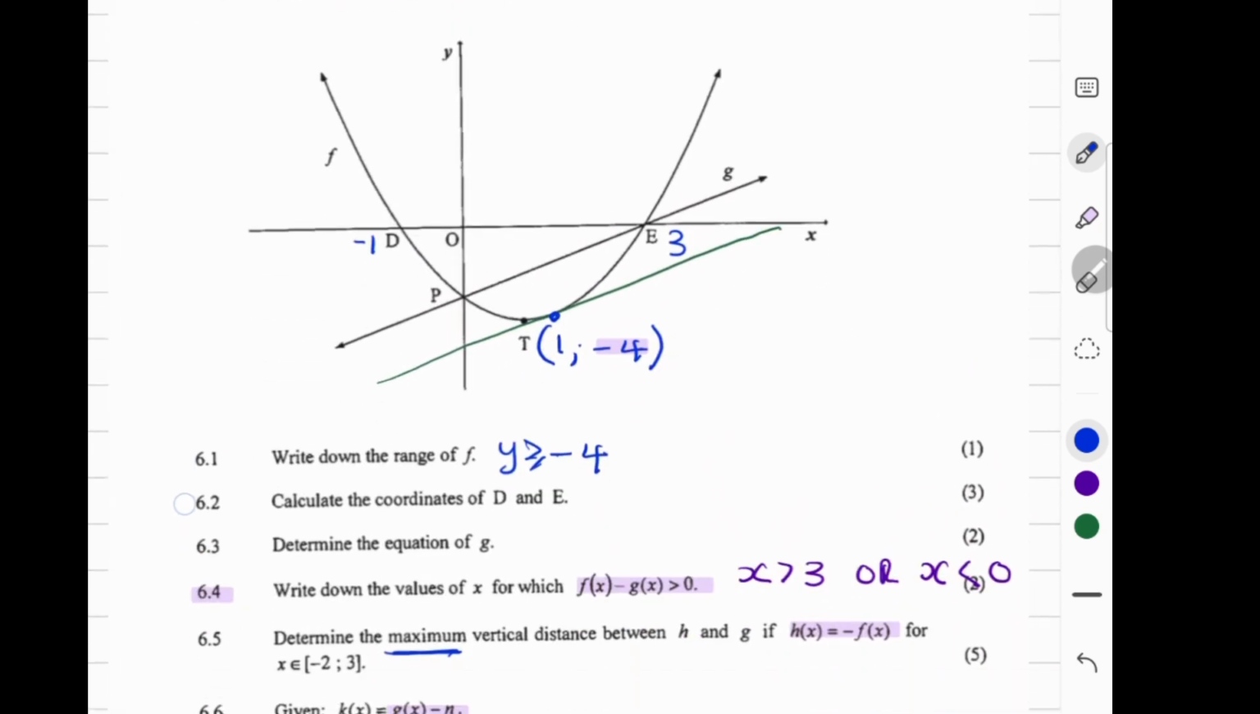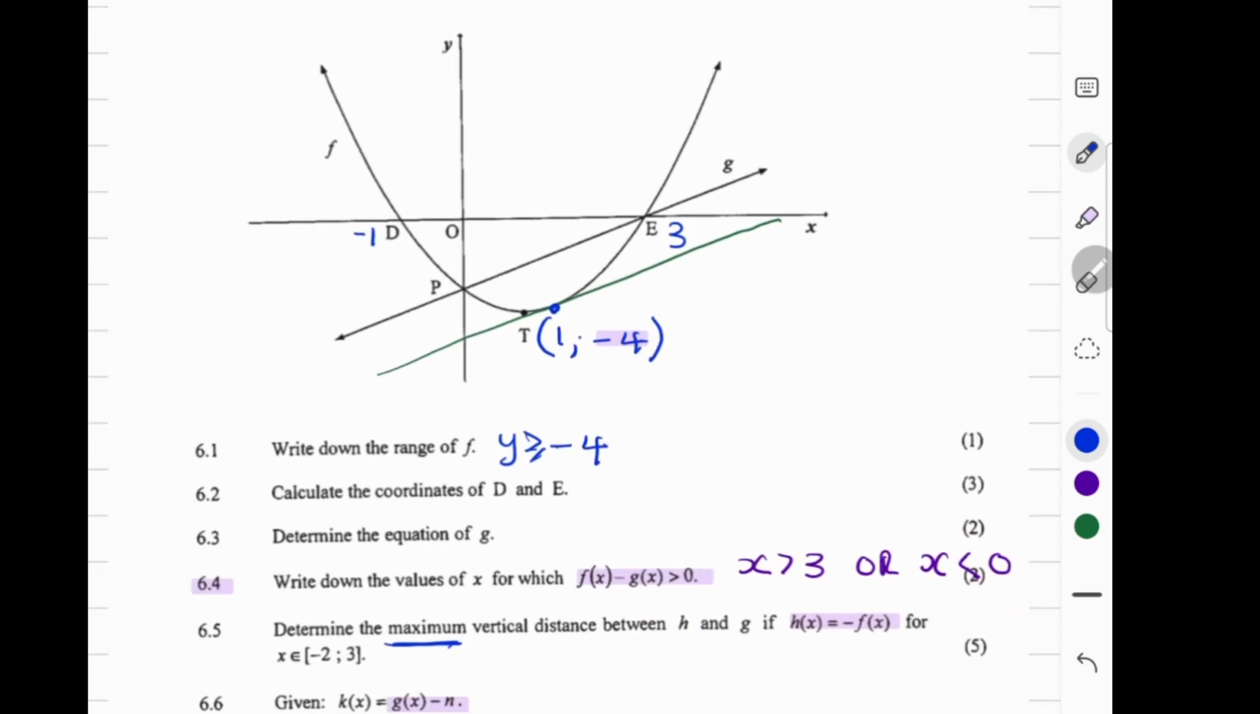So I can shift this graph of g of x 9/4 units. So 9/4 is about 2,25 units. So if I shift this graph of g of x 2,25 units, it's going to become a tangent to f.